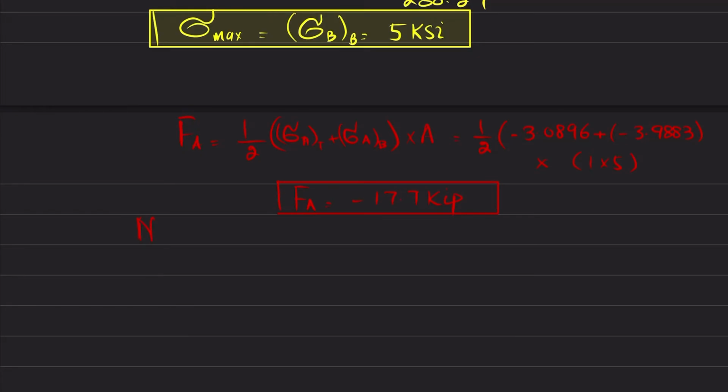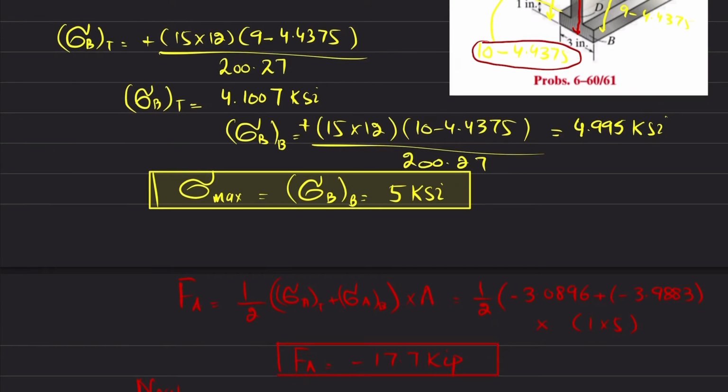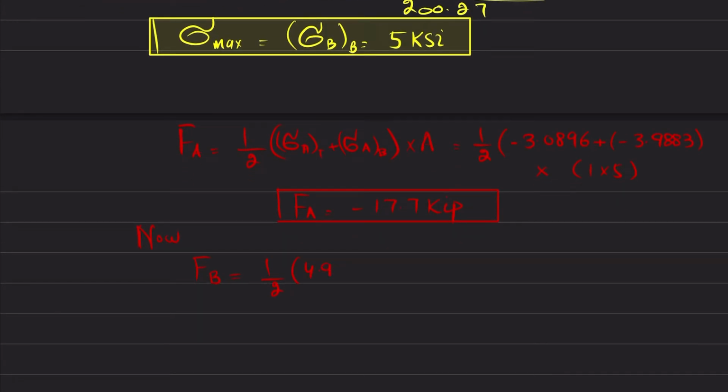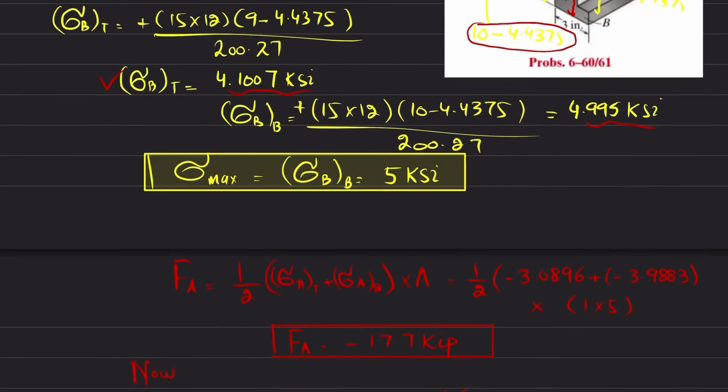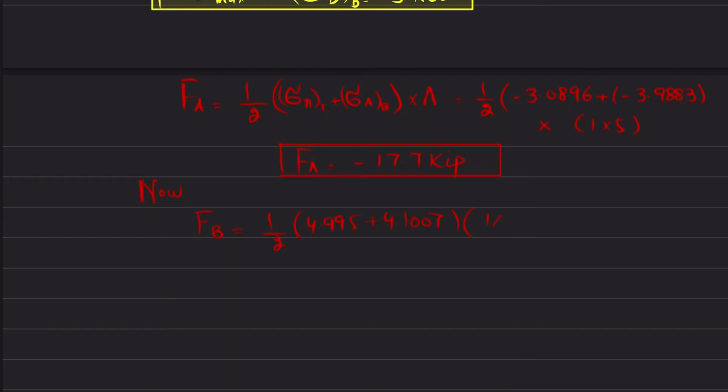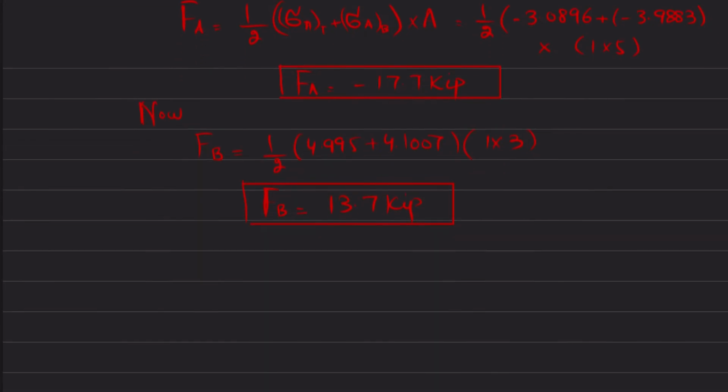Okay, now force at B will be equal to the average of this maximum value and this value. Clear? So I will write direct values, 4.995 plus 4.1007, into the area, that is this one, 1 into 3. So when you calculate it, you will get force at point B will be equal to 13.7 kips.